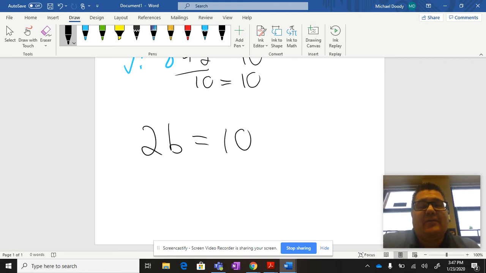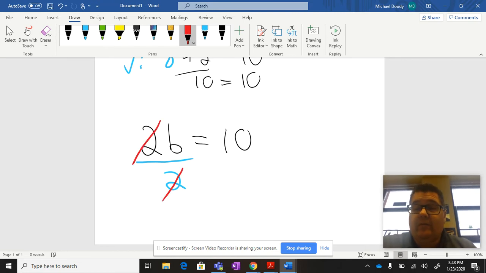Okay, so if I have 2 times b, what's the opposite of multiplication? Division. So I'm going to divide this side by 2. The reason I did that is now I can cancel these two 2's out. B is now by itself.